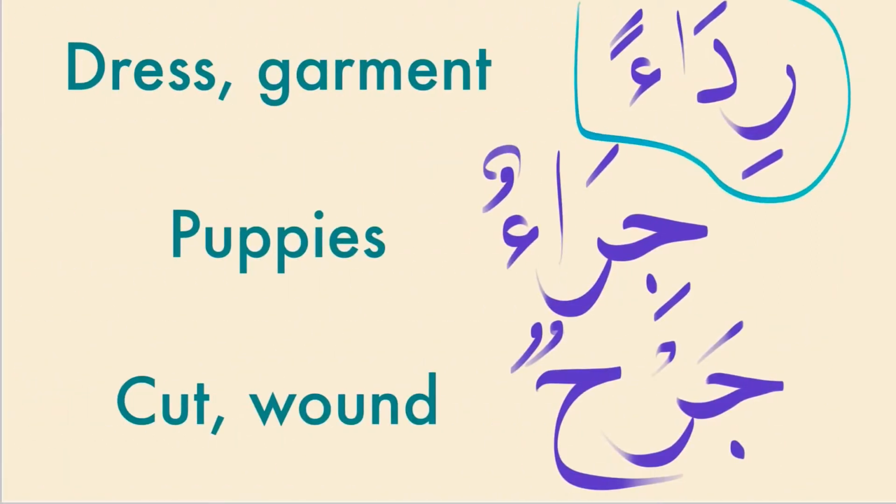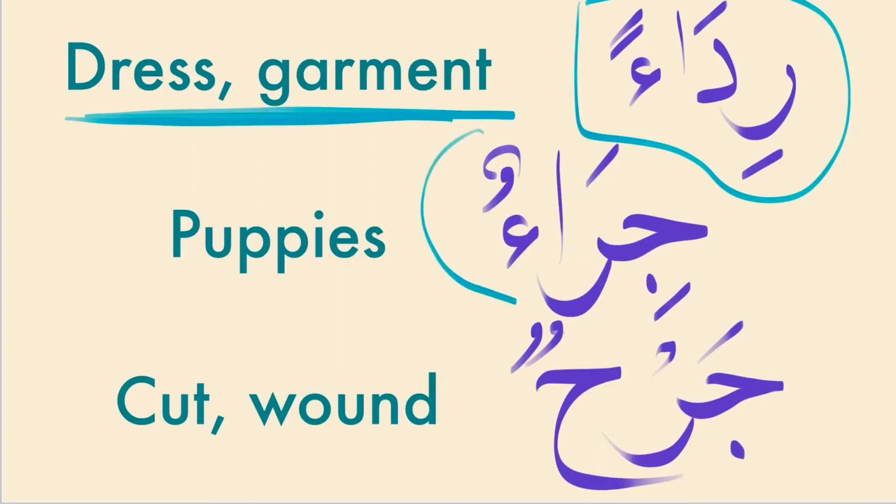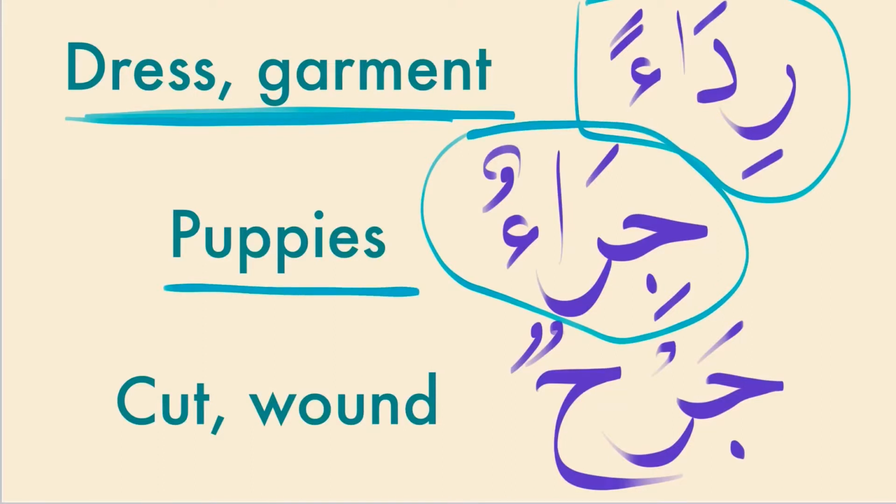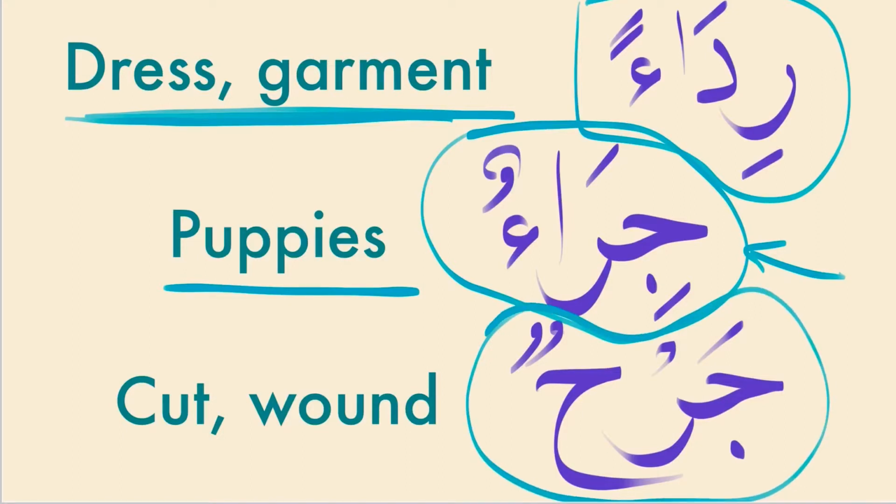How about this word? رداءً, or you could write it رداءٌ, رداءً. Try to write these different forms on your own, meaning dress or garment. How about this? This is a plural of puppy, puppies. جراءٌ. How about this word? جرح. Try to write it as جرحًا or جرحٍ, meaning a cut or a wound.